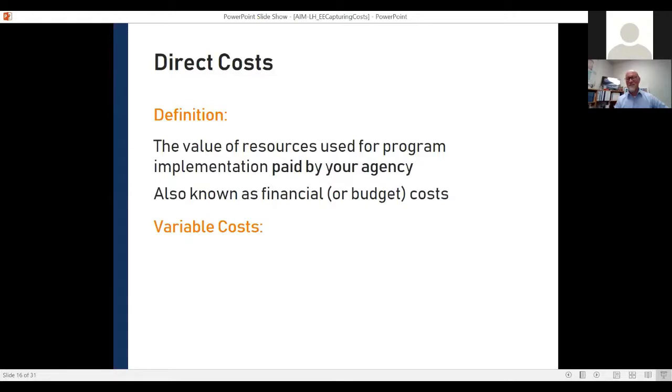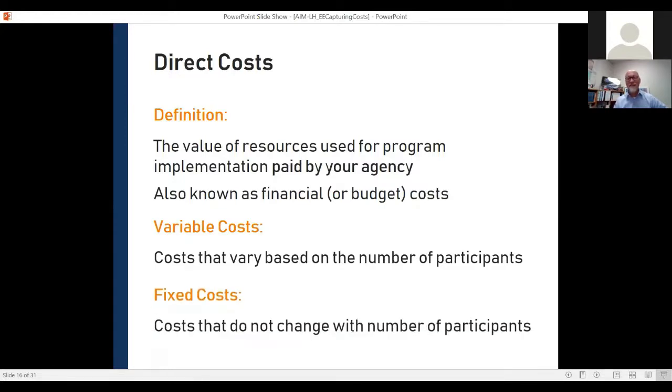Right. Well, I'm not going to keep you in too much suspense. So it is costs that vary based on a number of participants. And I'll have you think of some examples here on the next slide. But let's talk about fixed costs. Fixed costs are those that do not change with the number of participants. So sometimes we can enroll more people in our program, and some costs will not be affected at all, like whether we're serving 10 people or whether we're serving 50 or 100 people. Those are the fixed costs.